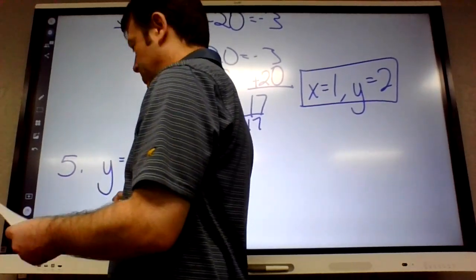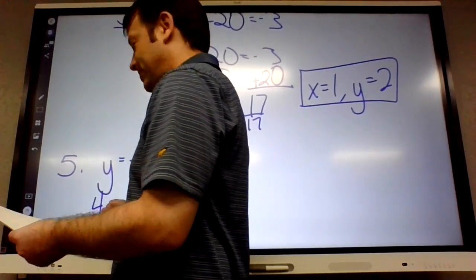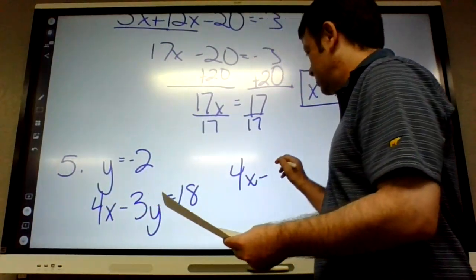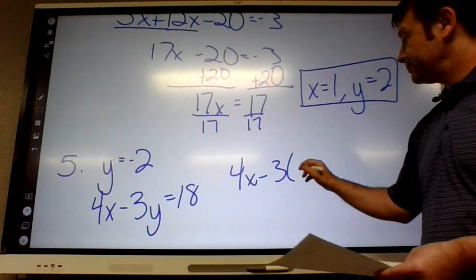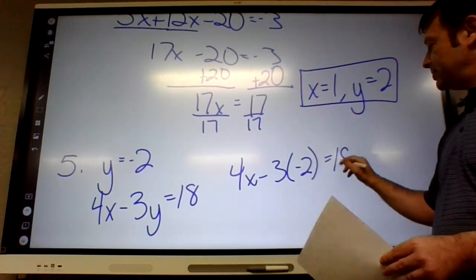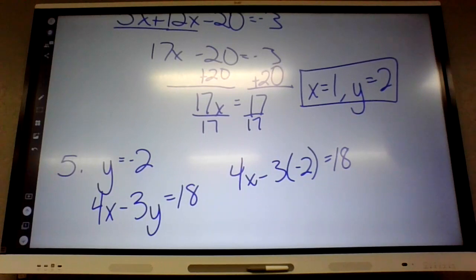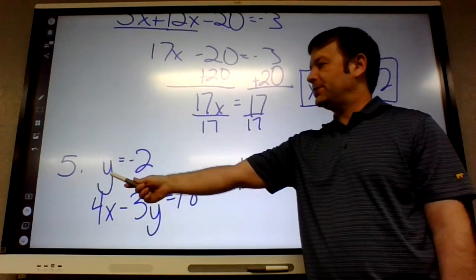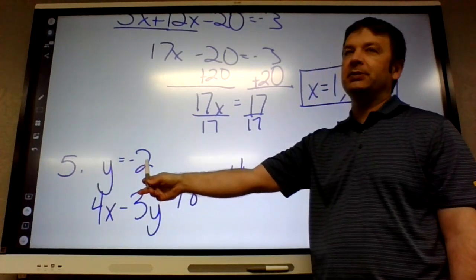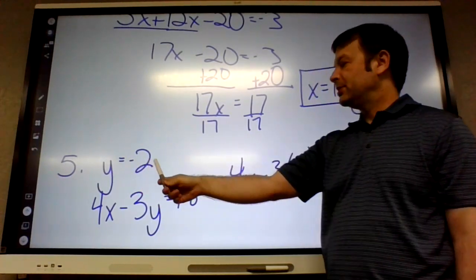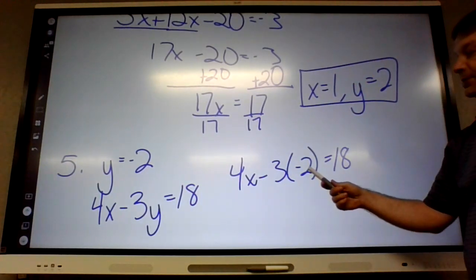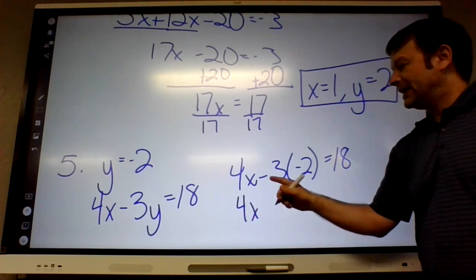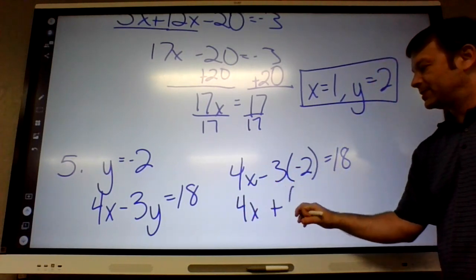Does anybody want to volunteer or just go around in circles? Okay, Olivia. 4x minus 3 and then parentheses -2 equals 18. Yeah, you guys, what's weird on this one? There's no x on this one. They're just telling us what y equals, basically. So we already have the y. But yeah, you still have to plug it in, substitute it in to find the x. So this is -3 times -2 is +6.